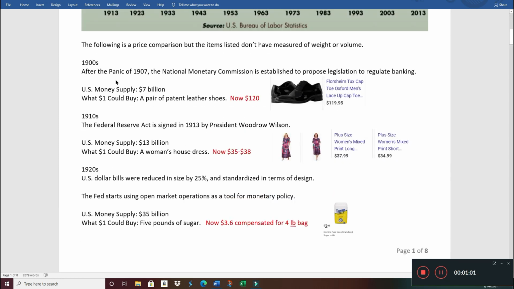So I found this website that showed some information about the money supply and what a dollar could buy back in 1900s or 1907 or so. A pair of patent leather shoes were $1, but today Florsheim is $120. In the 1910s, money supply nearly doubled. A dollar could buy a woman's house dress, but now I found these things were $35 to $38.